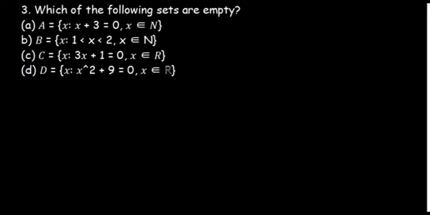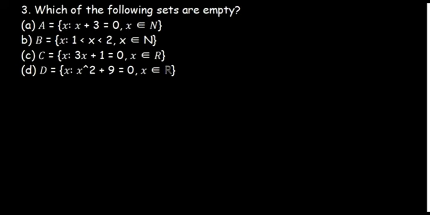The third question says, which of the following sets are empty? Before we identify which ones are empty sets, we first need to list the elements, or take it to roster form, because that is easier for us to interpret than the set builder form. So for the first one, what are we saying?